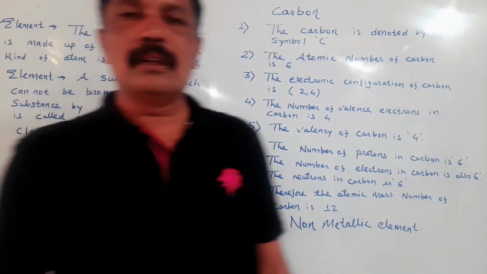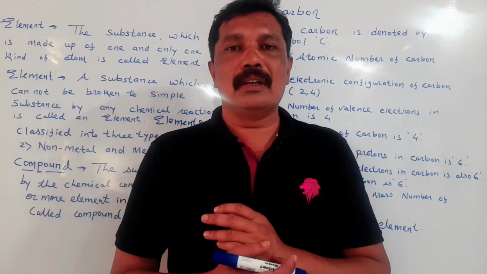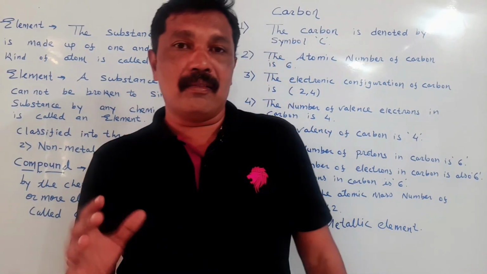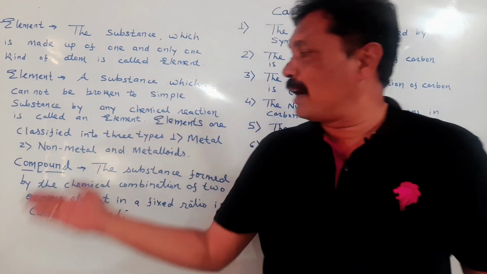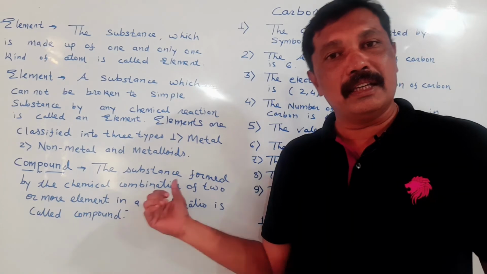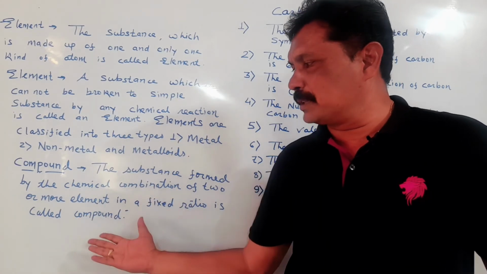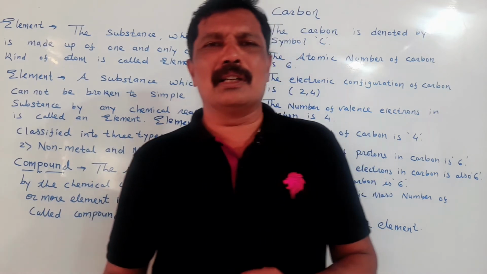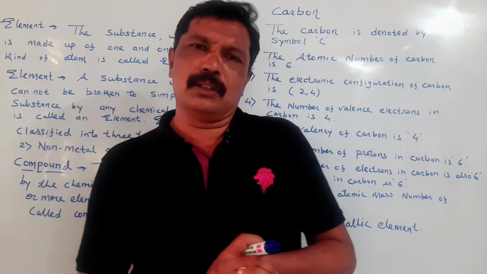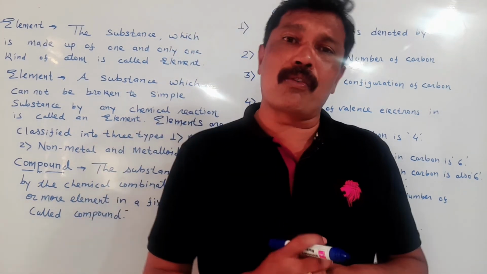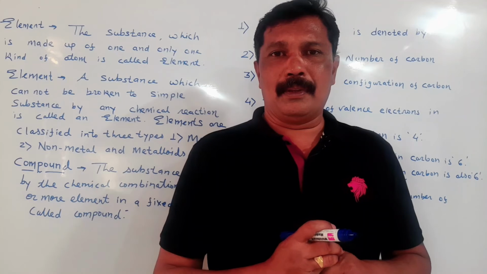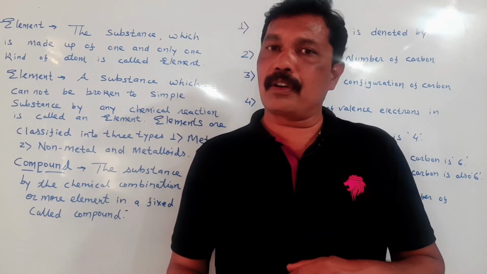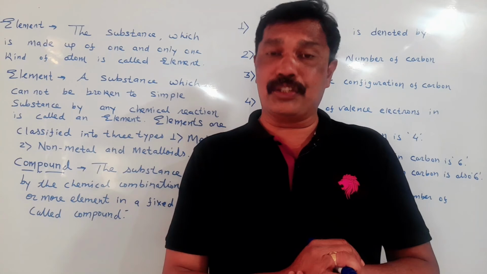When you consider a compound, it is formed by chemical reaction, and when a substance is formed by chemical reaction in a fixed proportion, then that substance is called a compound. My dear student, carbon is also available in the form of compound, and therefore we have studied the definition of compound in our lecture today.